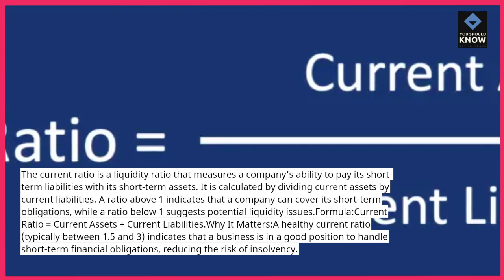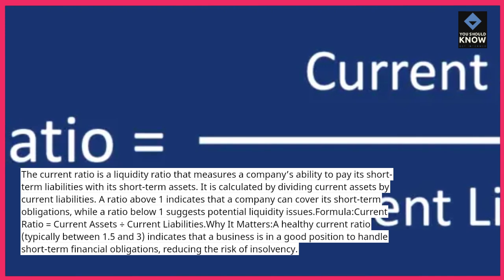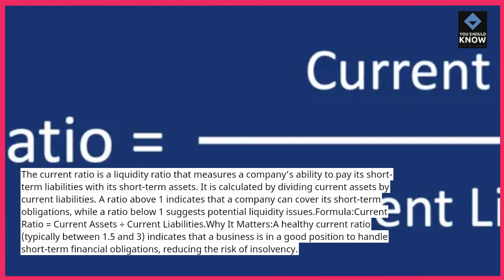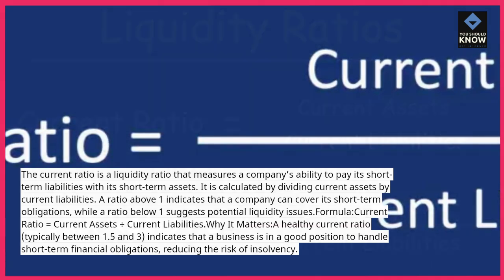Why it matters. A healthy current ratio, typically between 1.5 and 3, indicates that a business is in a good position to handle short-term financial obligations, reducing the risk of insolvency.